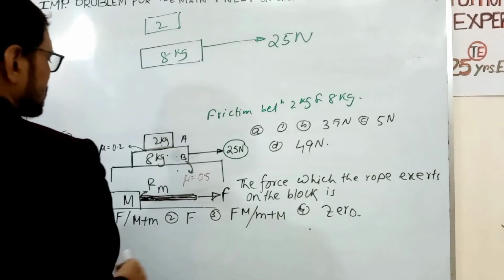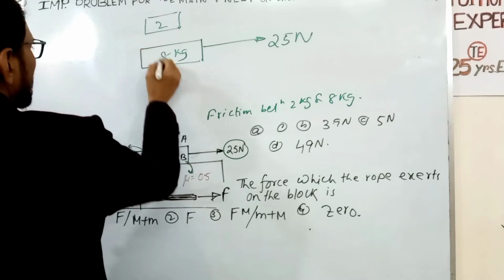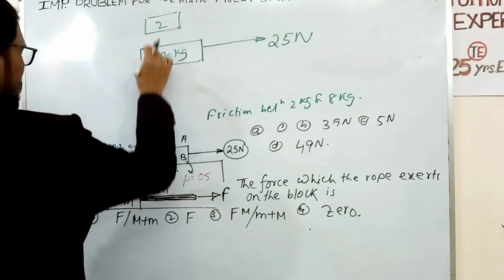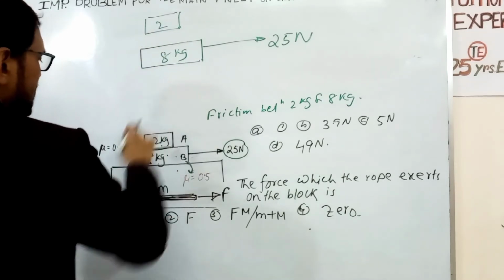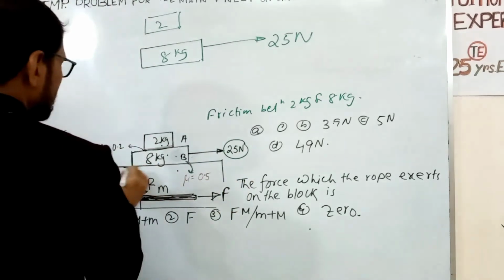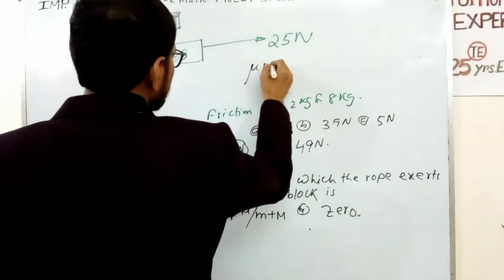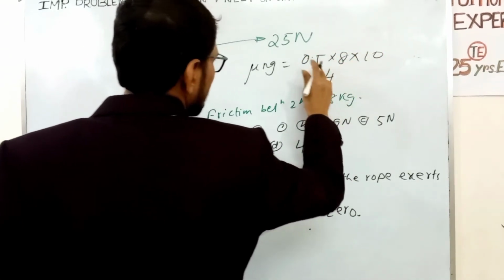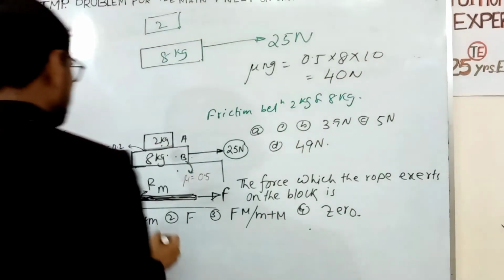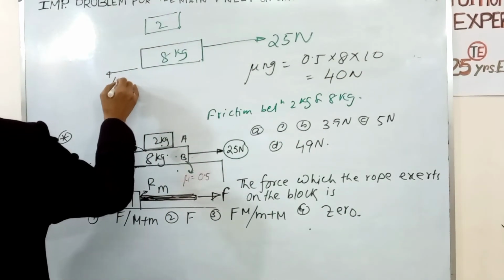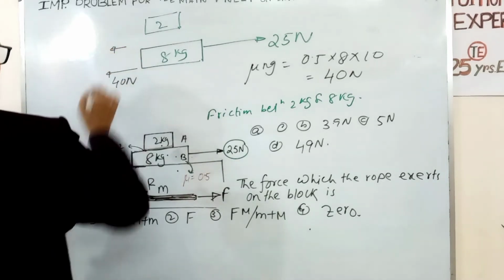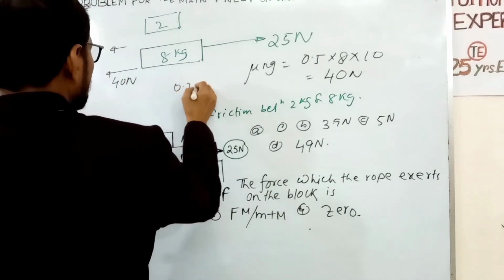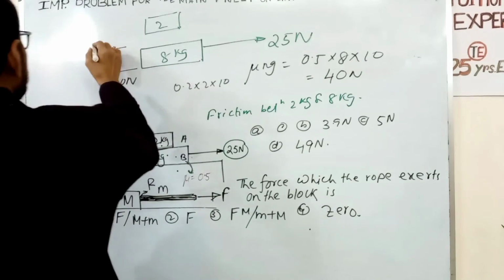Now friction opposes from the two sides. Which surface provides the maximum friction? If we calculate, the maximum friction on this surface is mu mg, that is 0.5 into 8g, that is 5 by 10, 40 Newton maximum friction force acting in this direction. And here the maximum friction force equals mu mg, that is 0.2 into 2 into g 10, that is 4 Newton.